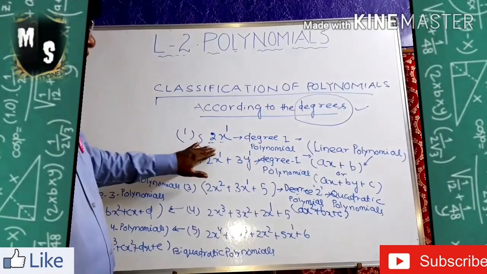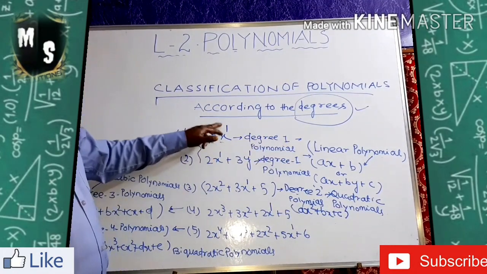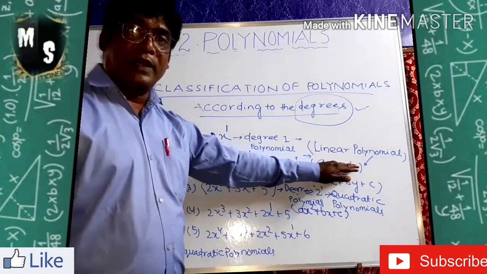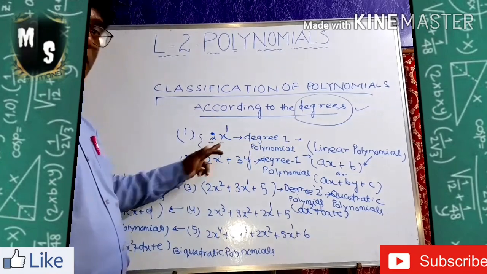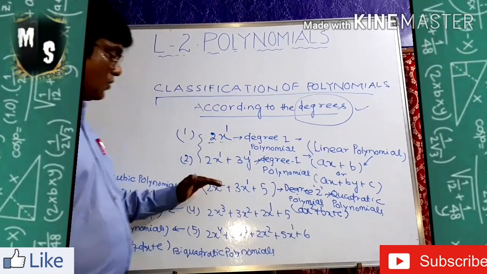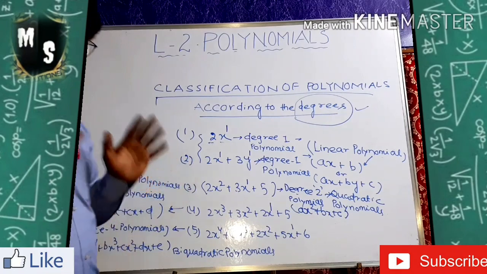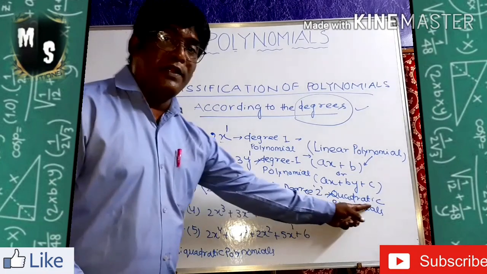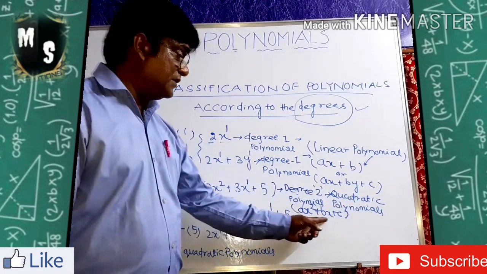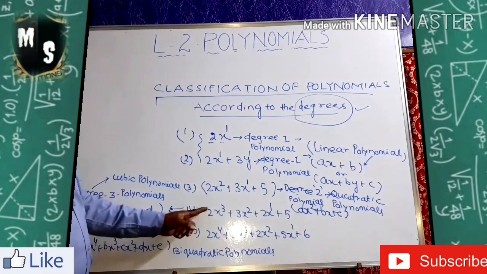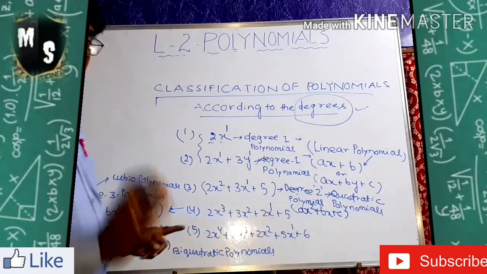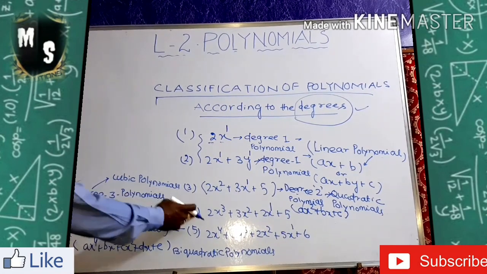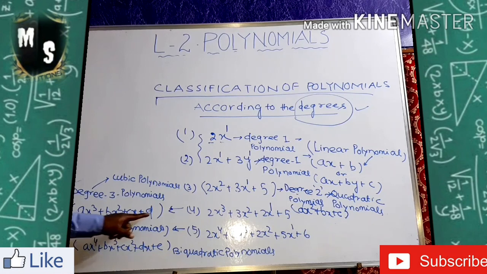So the first one is the degree 1 polynomial, where the variable exponent is 1 and it exists in one variable and two variables. Only a linear polynomial can exist in one variable and also in two variables. All other polynomials exist in only one variable. Degree 2 polynomials are called quadratic polynomials, in the format ax square plus bx plus c. Degree 3 polynomials also exist in one variable with the highest degree 3, called degree 3 or cubic polynomials, in the format ax cube plus bx square plus cx plus d.